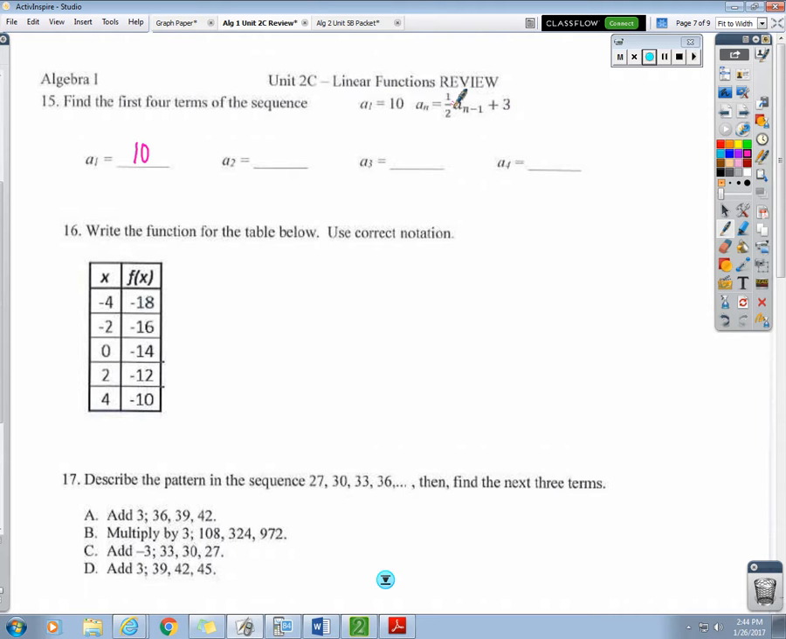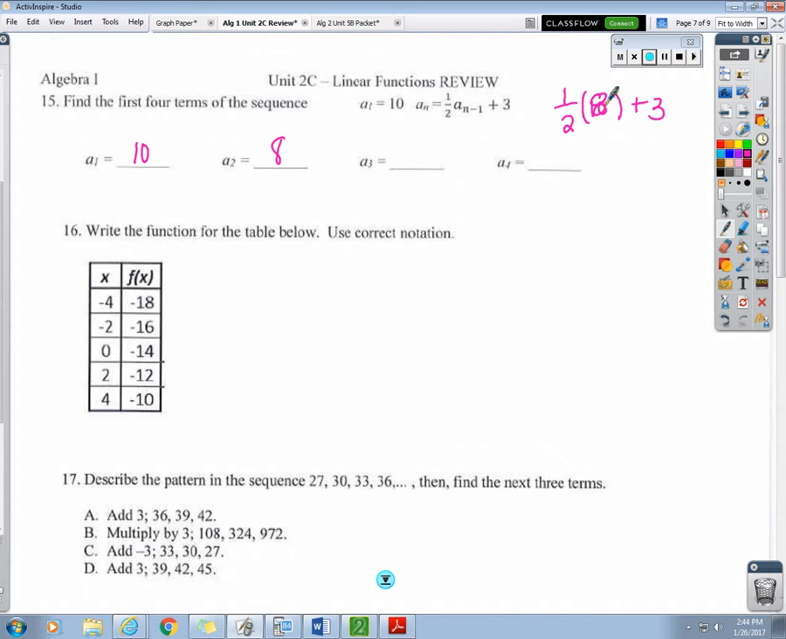So this is what you have to do. Watch, it's easy. If you just watch, it's easy. 1/2, right here where that a sub n minus 1 is, you plug in 10. What's 1/2 of 10? 5. What's 5 plus 3? 8. So to find the next number, you just plug in an 8 right here.